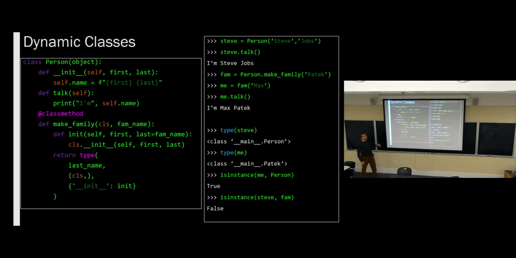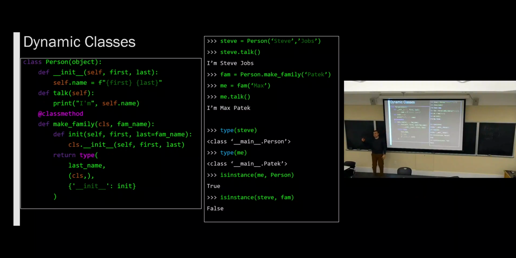So that's actually an interesting point here. Here we said person.makeFamily, and we got this new fam subclass Paddock. But what if we had said fam.makeFamily? Then what would CLS be? It would be Paddock, because CLS is the class you're in. And so when we create this subclass, the subclass now has a new CLS. And so when this method gets called from fam, CLS will be Paddock.